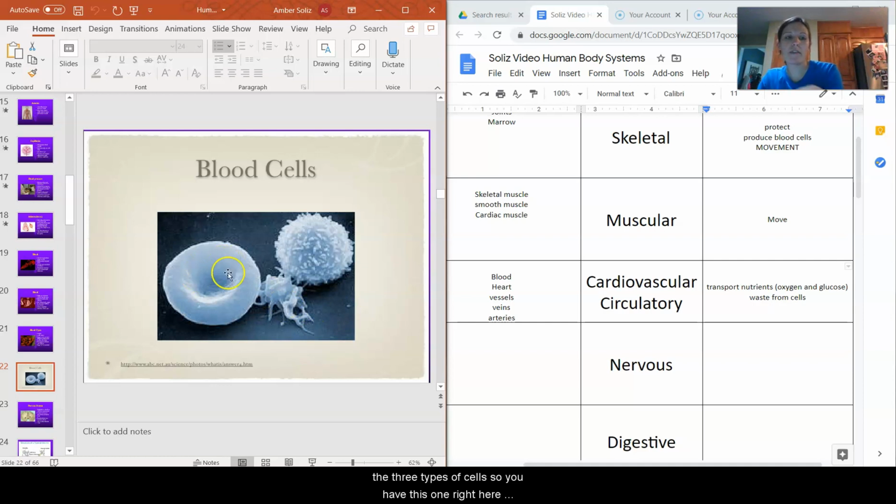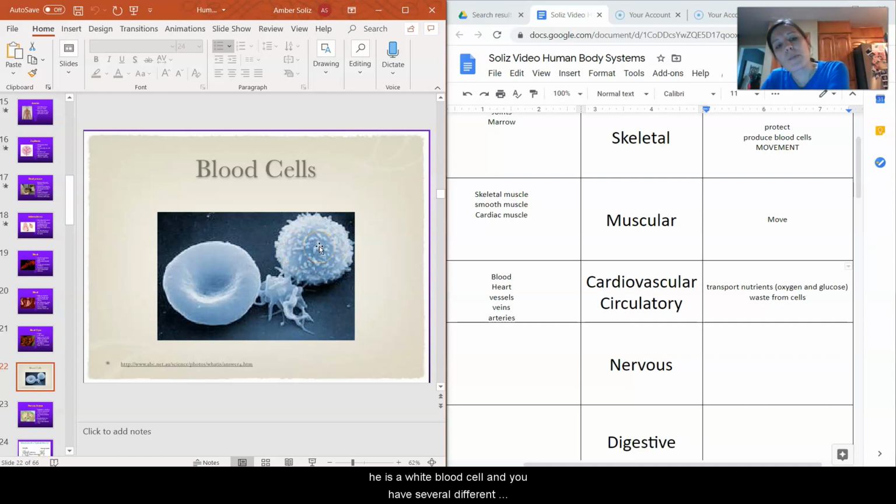So you have this one right here, which is the red blood cell, and you can see the little divot in it. Again, that gives it more surface area to carry oxygen. And then this little fuzzy looking guy that looks like one of those crazy looking balls you can buy at Walmart, he is a white blood cell.